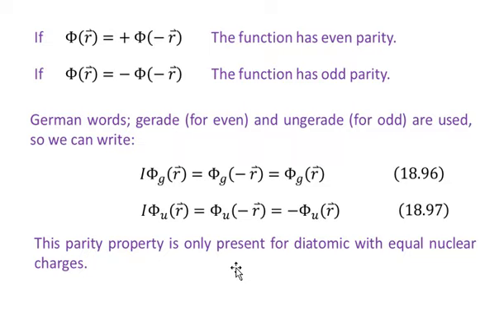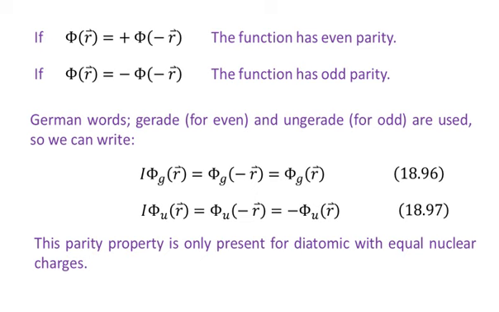This parity property is only present for diatomics with equal nuclear charges. So you see that here I have discussed these parity properties of the molecule under the condition that the diatomic molecules are homonuclear. That is, the two atoms forming the diatomic molecule are the same atoms.